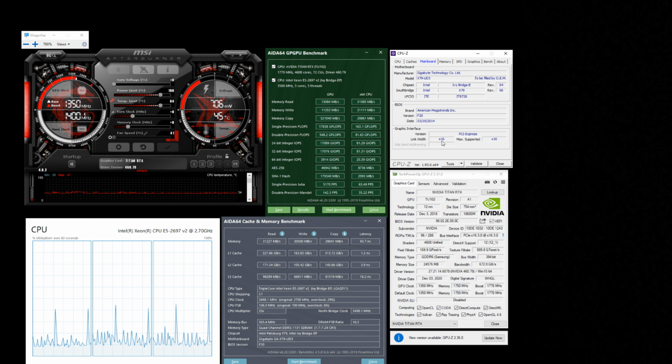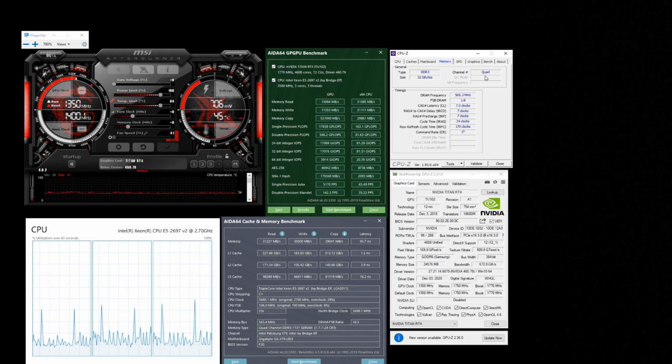My Titan RTX is running x16, as you can see, on PCIe version 3.0. I can install 4 video cards running x8, or 2 video cards running x16 PCI lanes per video card. Memory is quad channel, meaning 256-bit instead of dual channel, which is 128-bit. Theoretically it's going to boost performance 2 times versus dual channel, but in practice it's 1.3 to 1.4 times faster than dual channel. Keep that in mind.